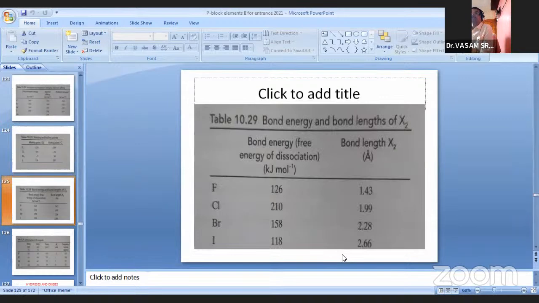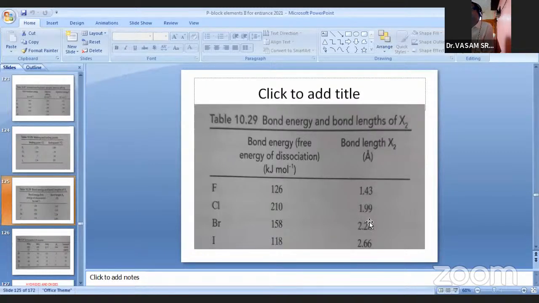And bond energy values: actually fluorine should be first, but here chlorine is highest. So why does fluorine have a lower value? Due to lone pair repulsions between fluorine atoms. With small size, more lone pairs are present, F-F. So the lone pair repulsions weaken the bond strength compared to chlorine, therefore the less bond energy value. Fluorine is 126, chlorine 210, bromine 158, and iodine 118.